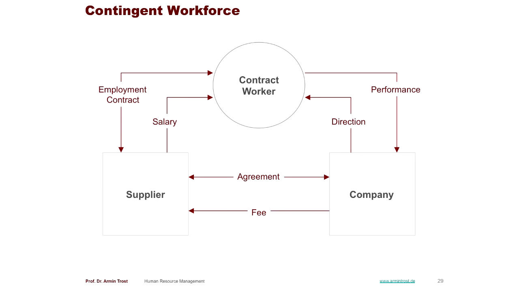What's the idea? There is a supplier on the left-hand side, and there is a company, a client, on the right-hand side. There are contingent workforce agencies like Manpower. Go to their website. Manpower, one word, manpower.com. This is a typical supplier.